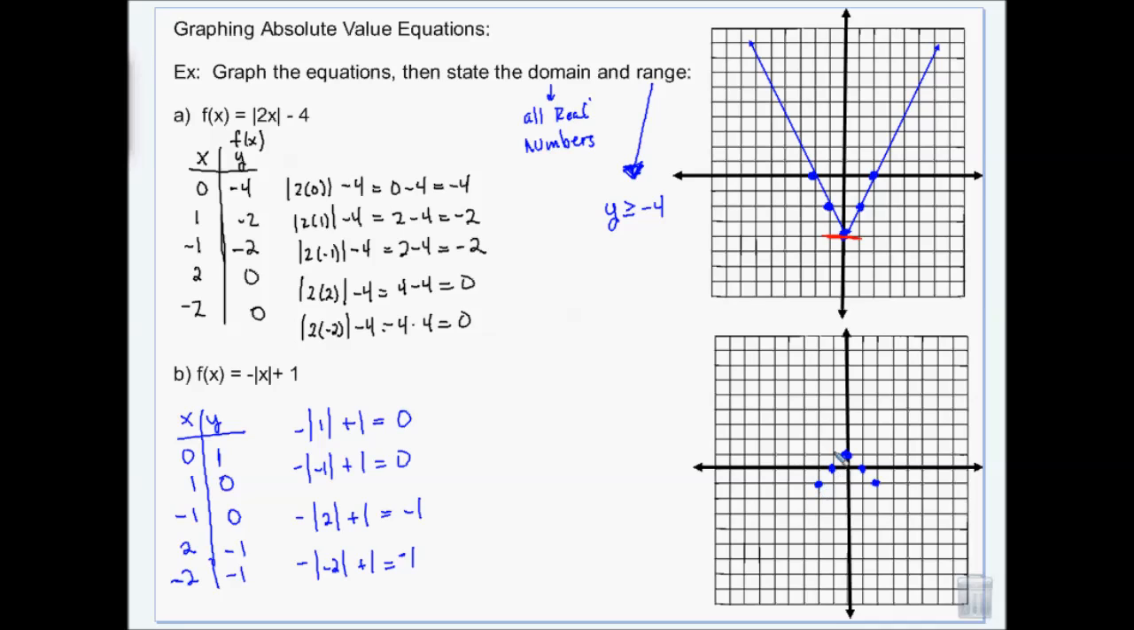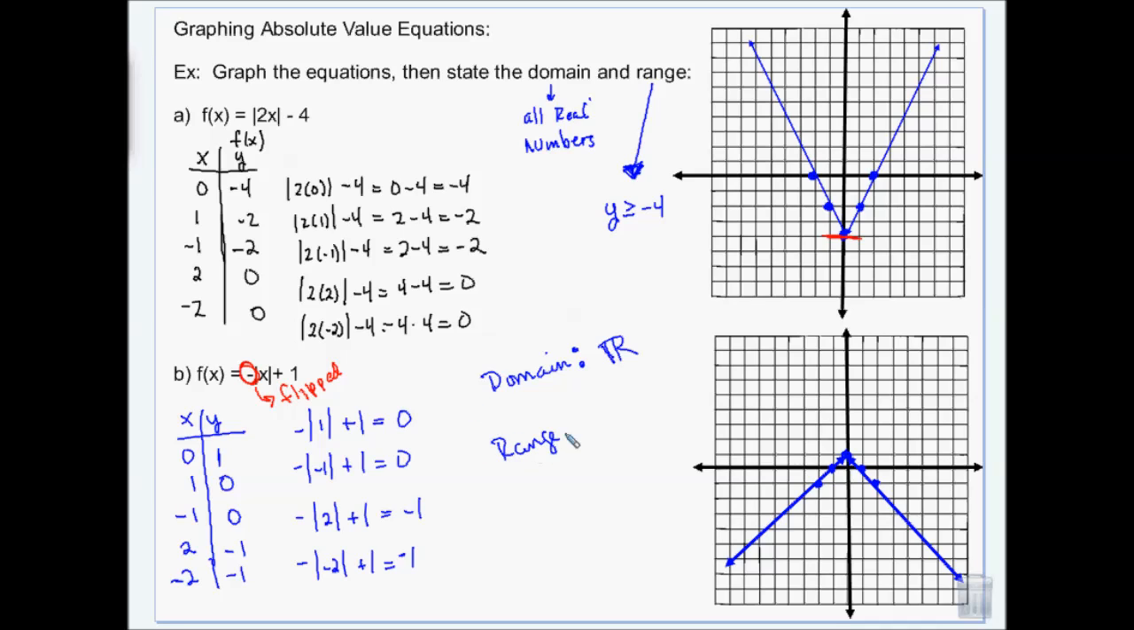So I still have a V, but now my V is pointing the other direction. And that's because of this negative right here. It flipped my absolute value. Made it flip over. My domain is still going to be all real numbers. That's not going to change. I can still plug in any x. That's the symbol for all real numbers.